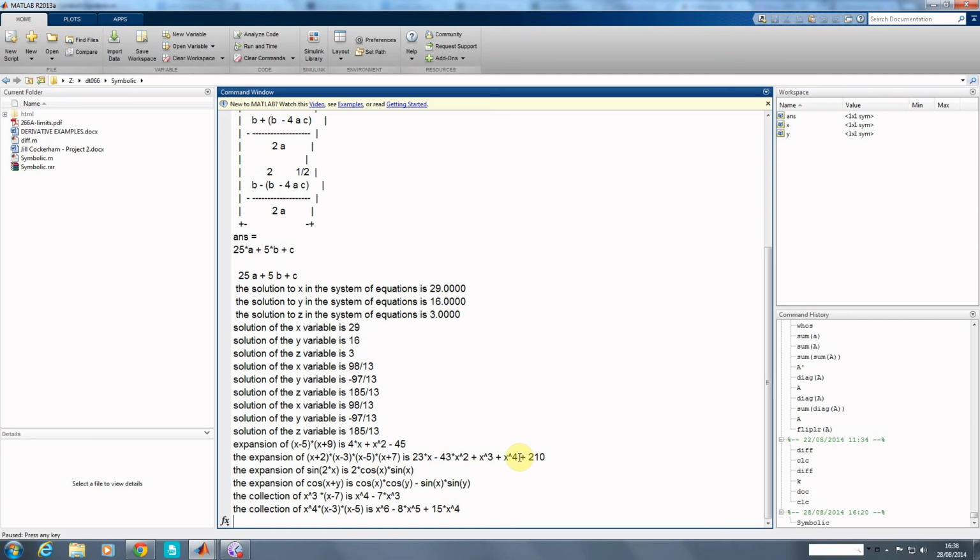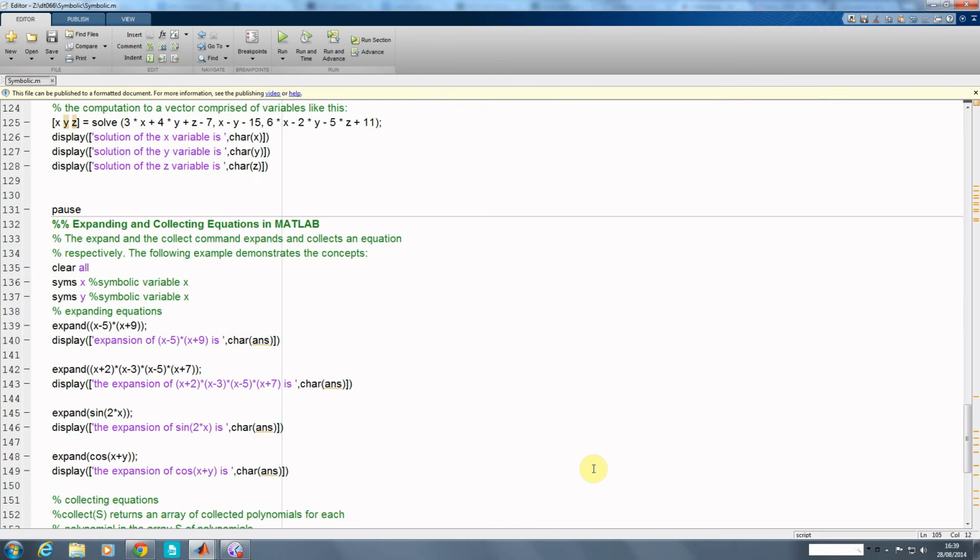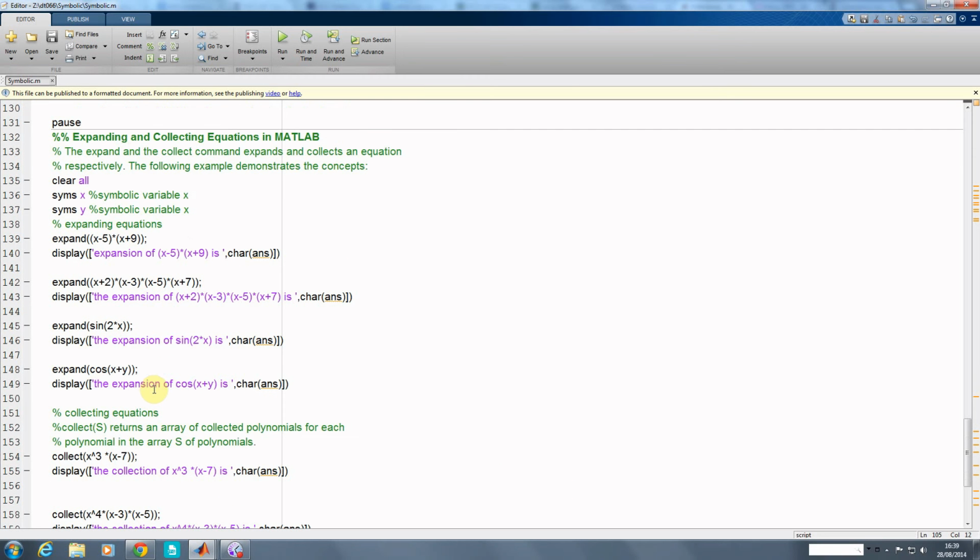So if you have to do a long expansion, MATLAB will do it for you. And there's a trigonometric function there. And then we collect. So x to the power of 3 by x minus 7 is x to the power of 4 minus 7x cubed. So I think that's explanatory enough, or I hope it is anyway. So I've done expand and collect.